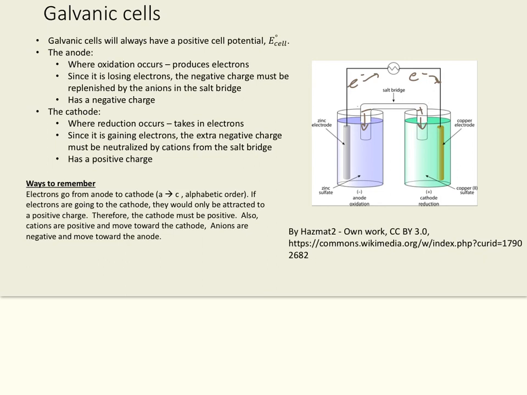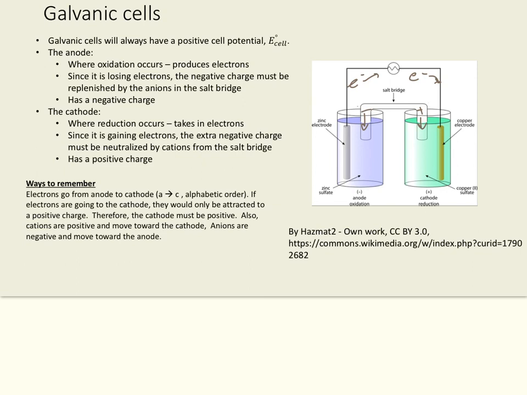And the anode has a negative charge. The cathode has a positive charge. It's where reduction occurs, and it's taking in electrons. Since the electrons are being gained over here, the positive charges have to travel down here to neutralize the negative charges that it's gaining. And so here's a couple of ways to remember that.